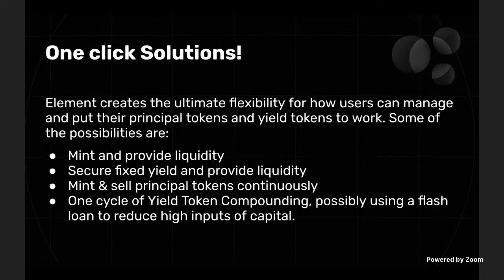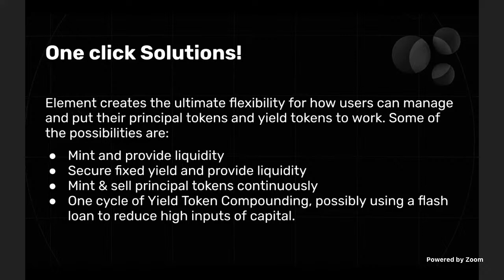So in terms of the one-click solution ideas, we believe that Element creates this ultimate flexibility for how users can manage and put their principal tokens and yield tokens to work. So some of the possible one-click solutions that we were thinking are bundling up the mint and provide liquidity actions into one atomic transaction, providing a nice UI for it, as well as securing fixed yield and providing liquidity. So those actions are both easy to do in a one-click transaction.